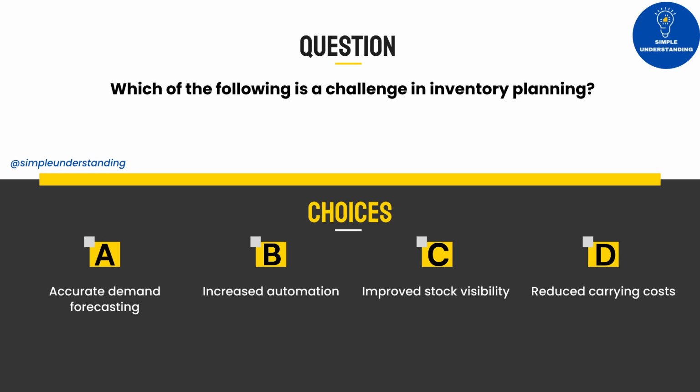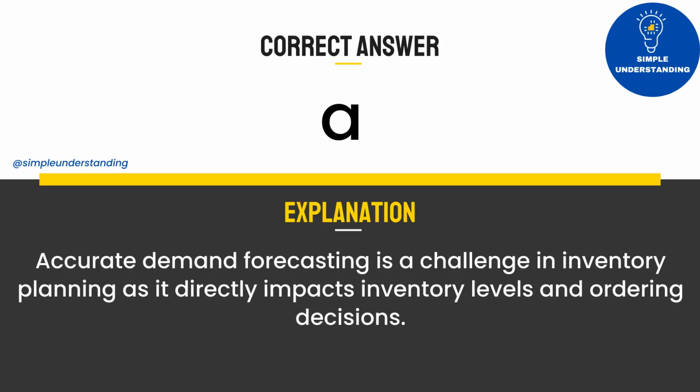8. Which of the following is a challenge in inventory planning? A. Accurate demand forecasting. B. Increased automation. C. Improved stock visibility. D. Reduced carrying costs. Correct answer, A. Overall explanation. Accurate demand forecasting is a challenge in inventory planning as it directly impacts inventory levels and ordering decisions.